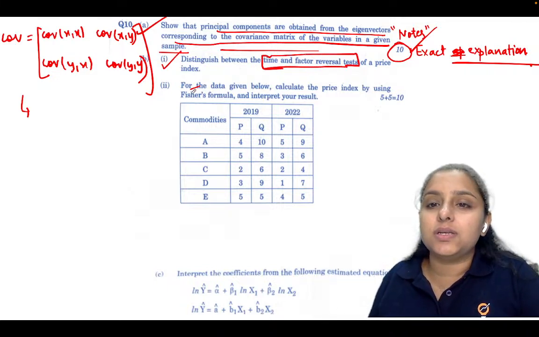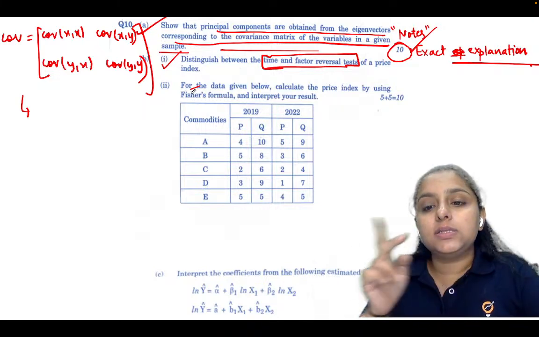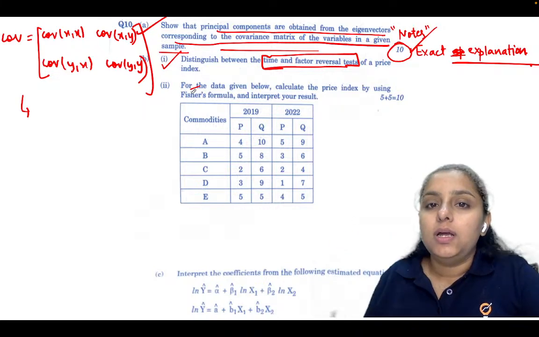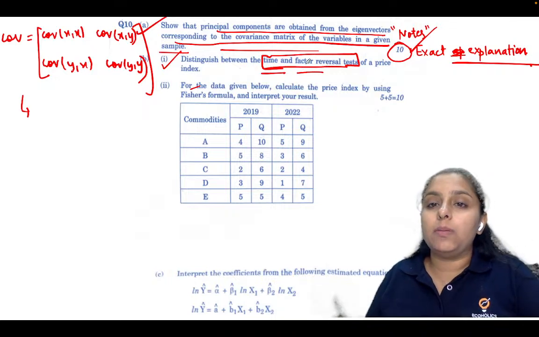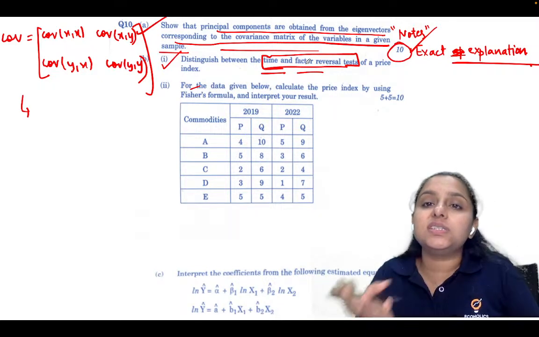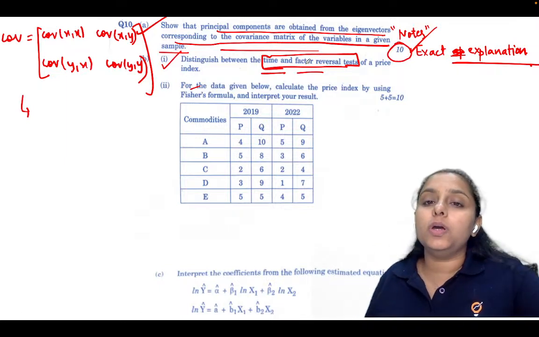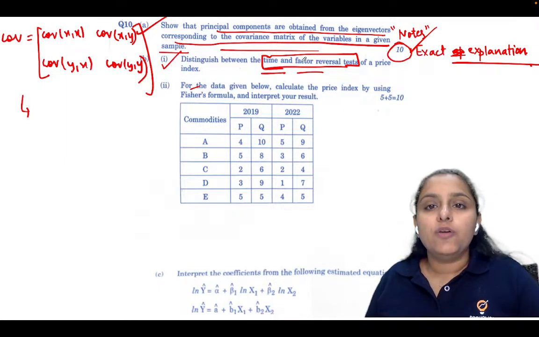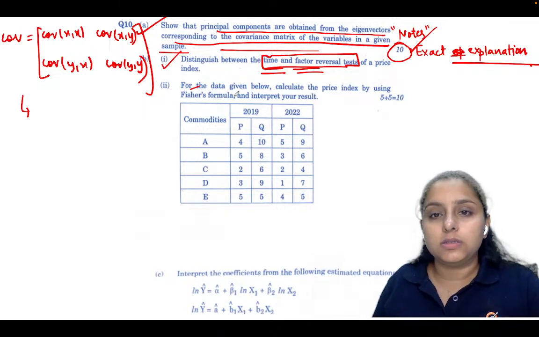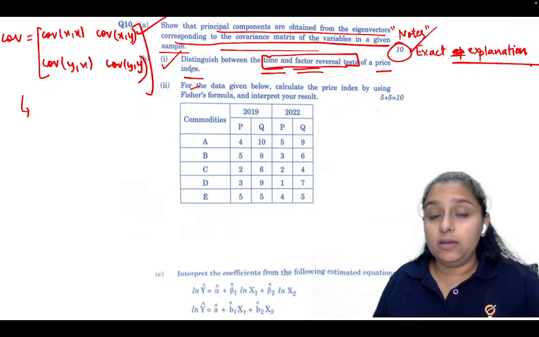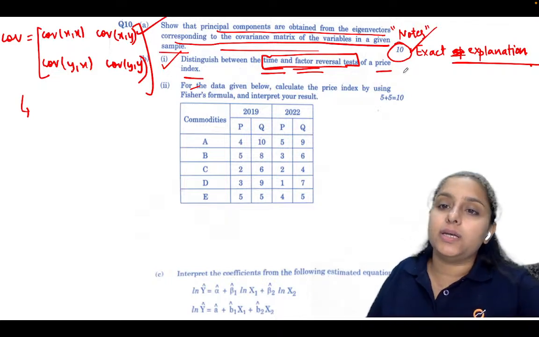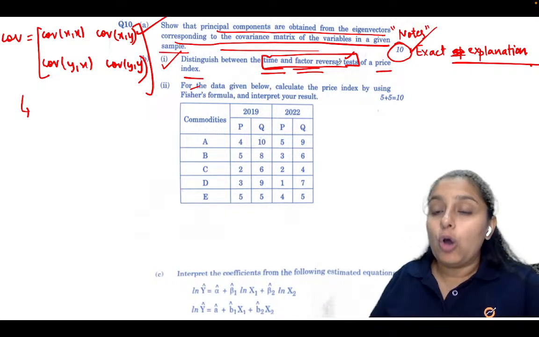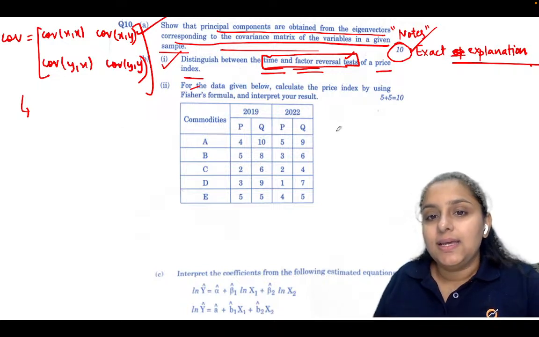Coming to question number B, first part, time and factor reversal test. So index numbers, two questions came, 10 marks directly from index numbers. Now you know what the time reversal test is: if we reverse the time of the index, there should not be a difference in the result. In the factor reversal test, we reverse the factors. And in this answer, for extra bonus points, you can also mention the index numbers which satisfy or do not satisfy this.